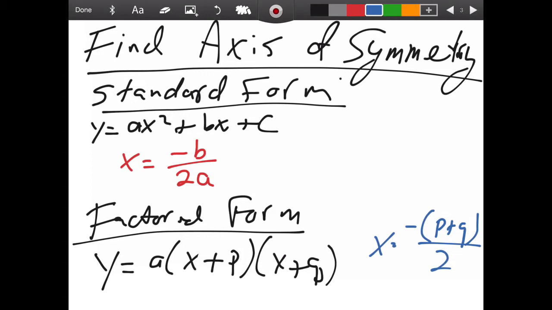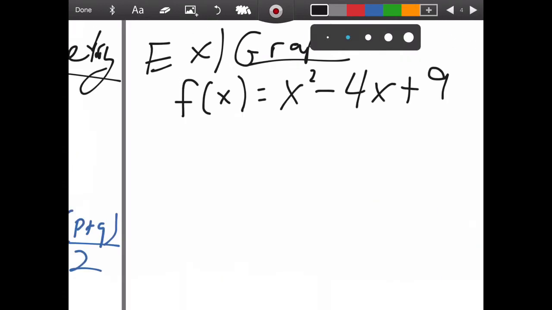This will help you when you take entrance exams in the summer or in the fall, wherever you're going to go, and they want you to be able to graph these things. This will help you find the vertex super fast. Okay, so I believe we are going to write into our example.